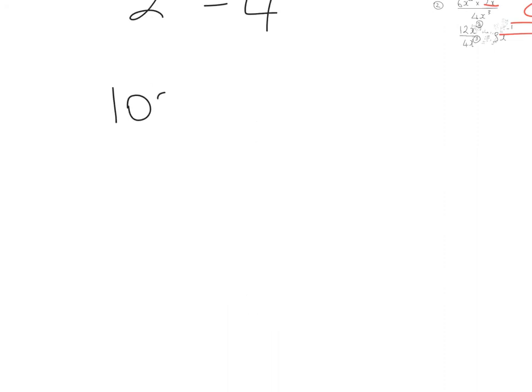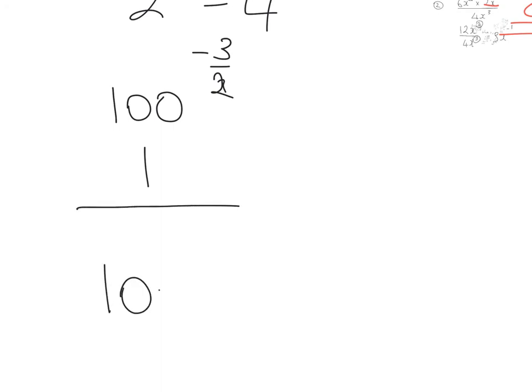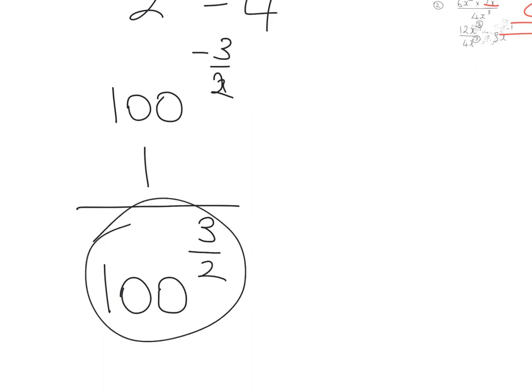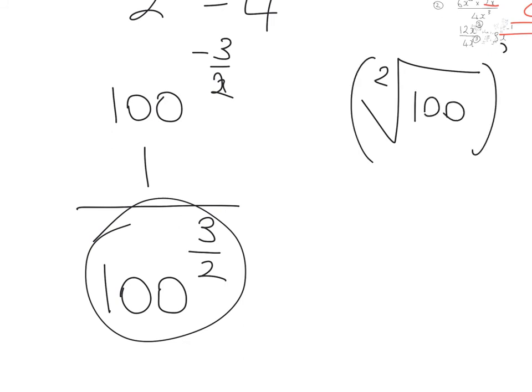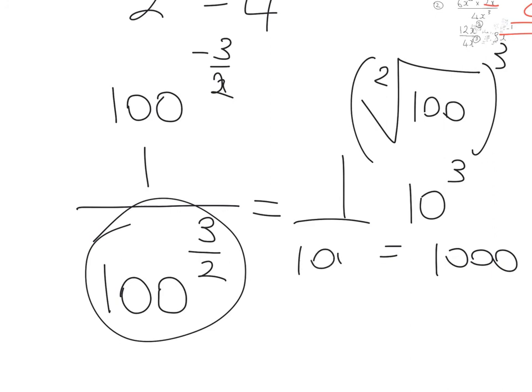Next one we're going to look at is 100 to the minus 3 over 2. Well, first of all, let's change that to a positive power, and that's going to be 1 over 100 to the positive 3 over 2. Let's take that to the side and deal with it. So that will be the square root of 100 cubed, so the square root of 100 is 10. 10 cubed, 10 times 10 times 10 is 1000. Bring it back in, and that's 1 over 1000.